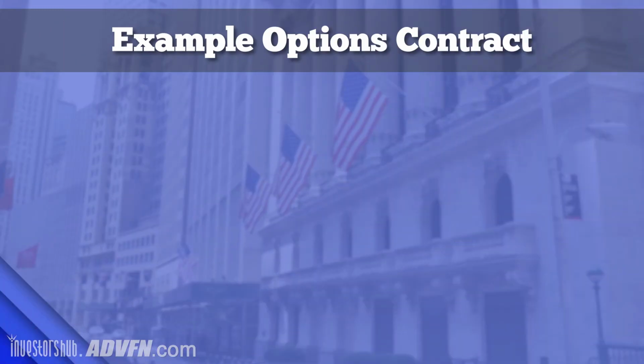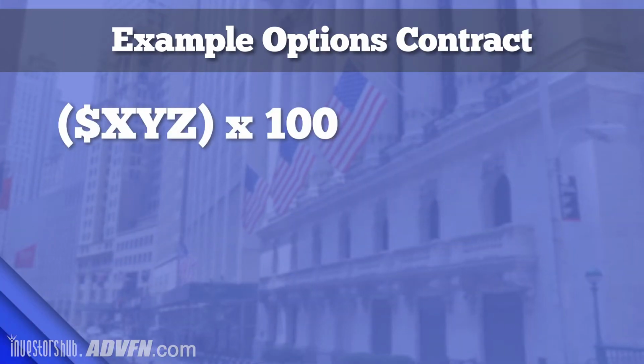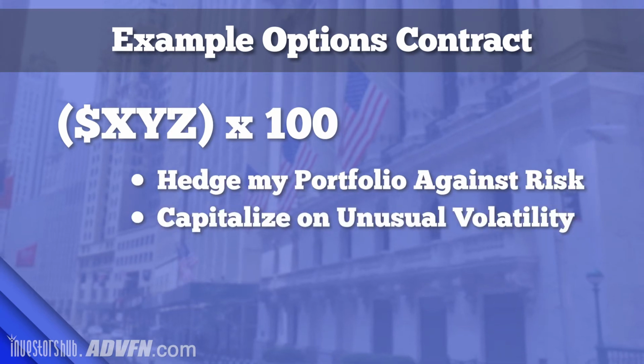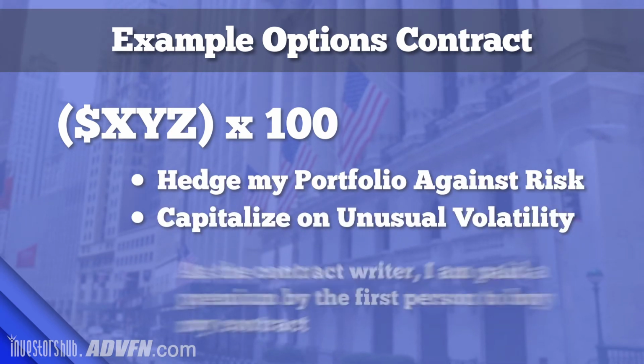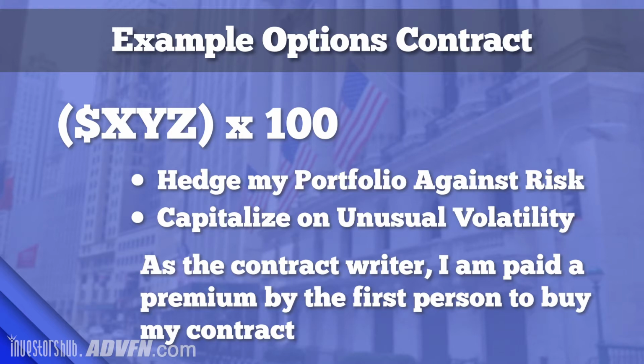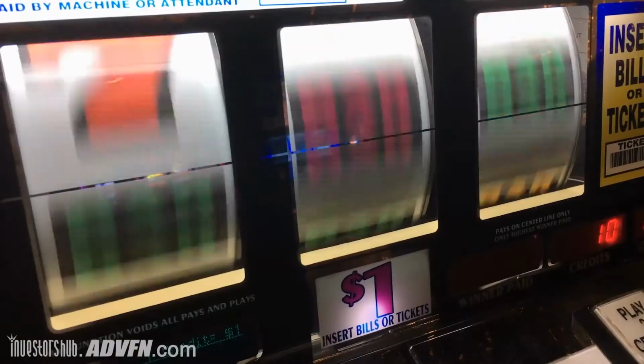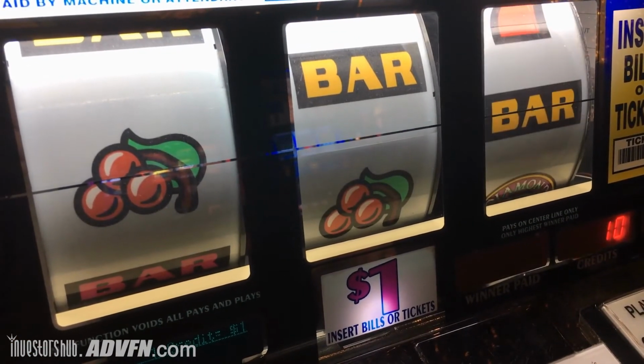So I own 100 shares of a company. We'll call them Company XYZ, and I decide I either want to hedge my portfolio or capitalize on unusual market volatility. Whatever the reason I come up with, what I'm thirsting after is that sweet premium. The premium is the opportunity cost to gamble, and the options writer is the house.